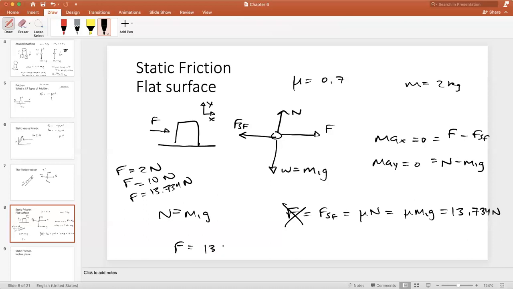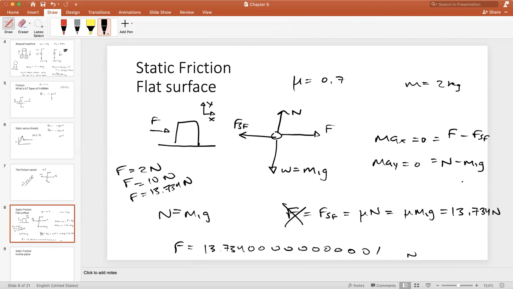Once my force is greater than this, by the slightest amount, the block suddenly breaks free and starts moving to the right. At that point, you are in kinetic friction, and you redo the whole problem. You reset the whole problem as if the block's moving and there's kinetic friction. You stop dealing with static friction right here as soon as it breaks loose.